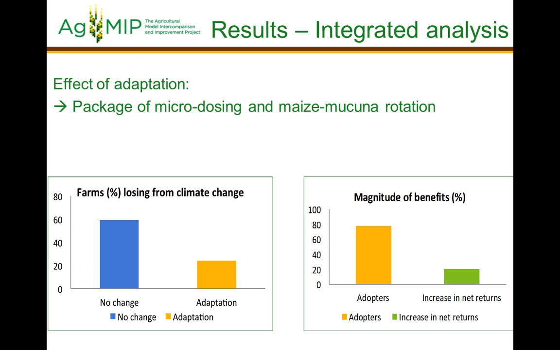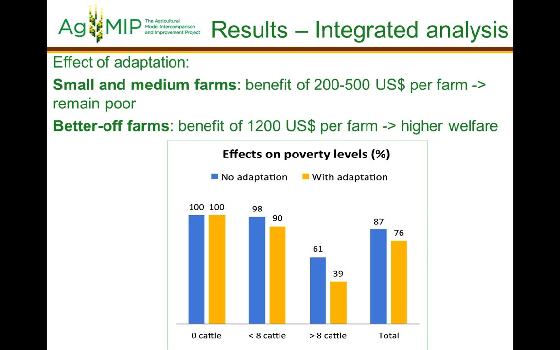I'm going a bit fast here because these are really the results from the TOA analysis, where all the different aspects were brought together. This is not really livestock related, but I still wanted to show you this slide, where you see that the effects on poverty levels with and without adaptation are really nil for the people without cattle. Whatever adaptation options these people adopted, they will remain below the poverty line.